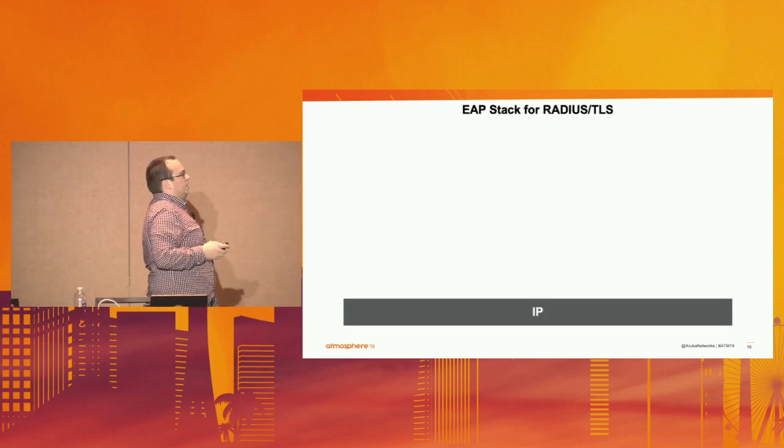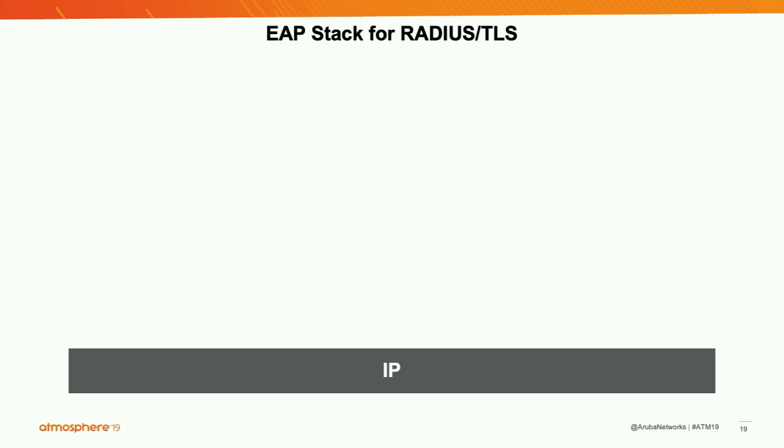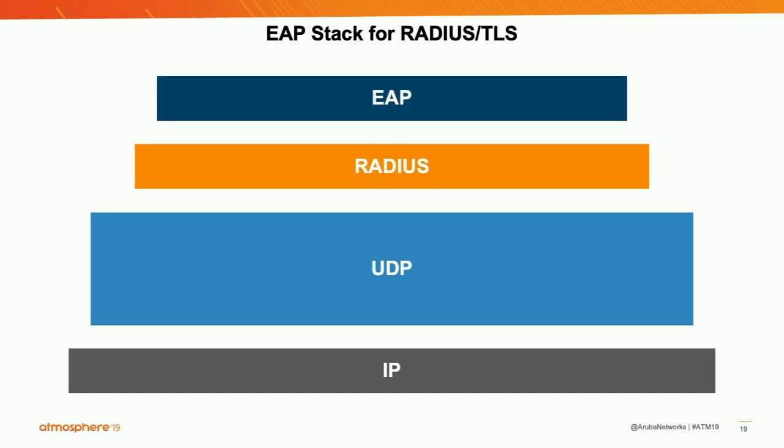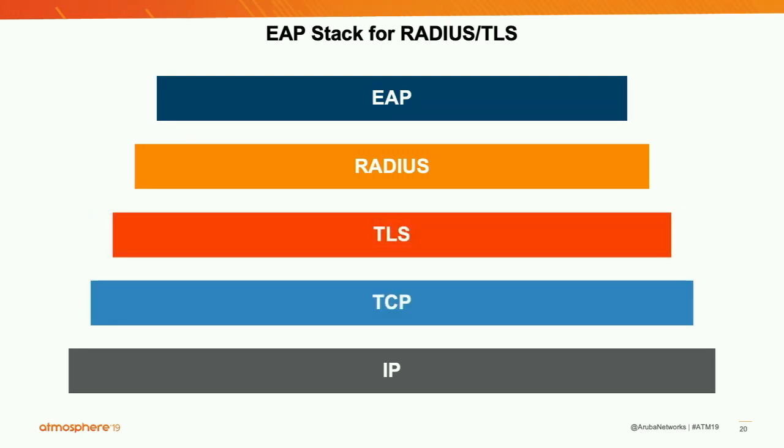In terms of what I call the EAP stack, for RADIUS over TLS, Radsec, you still have IP, right? You traditionally had UDP. Inside of the UDP, you'd have RADIUS, and inside of the RADIUS exchange, you would have the EAP exchange. The only thing that really changes here is UDP is gone. Now you have TCP and TLS, right? It is ultimately the same RADIUS request inside of TLS.